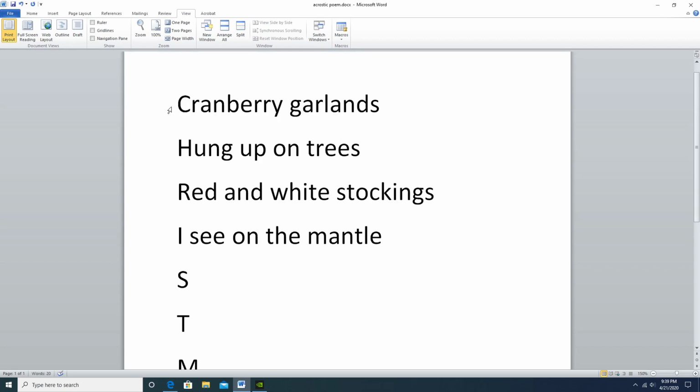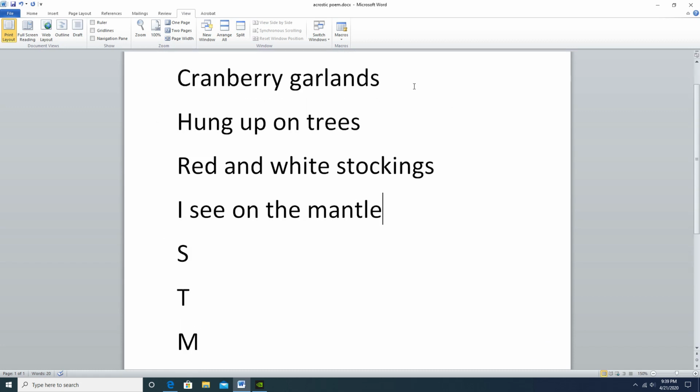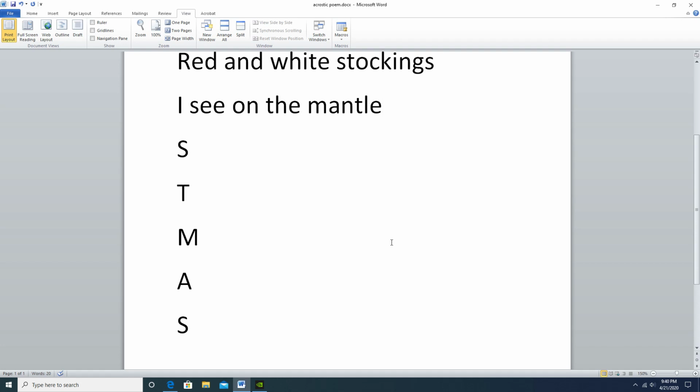So what I've done here is I've used these letters. See the word Christmas written vertically? And every letter starts a line. So I have to come up with a line that starts with that letter. So C for cranberry garlands, H hung up on trees, R red and white stockings, I see on the mantle. It's that simple. Let me go ahead and finish my poem.